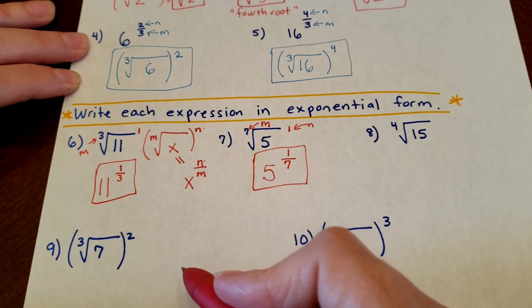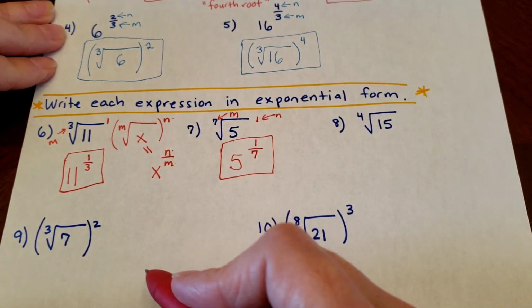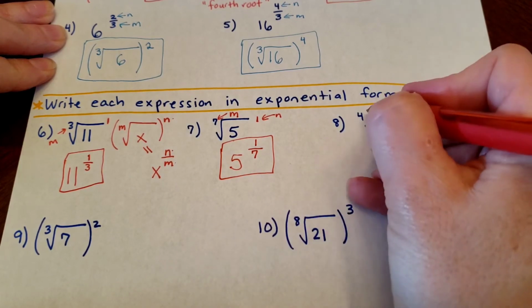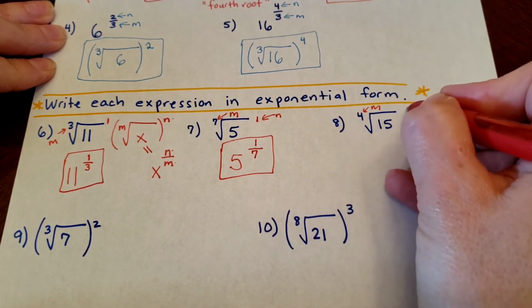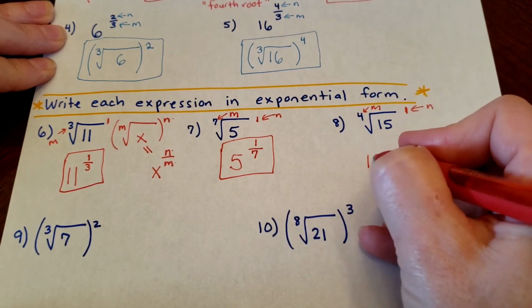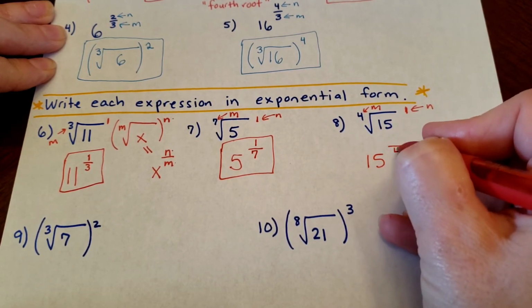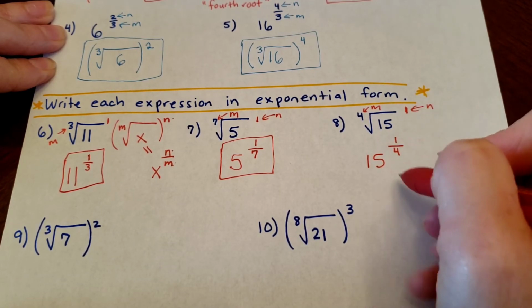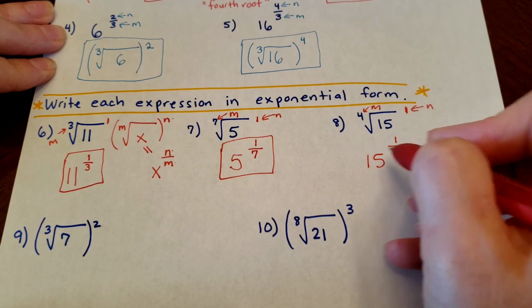If you want to try number 8, you can go ahead and pause the video. For number 8, here again is my m. There's nothing here, so we'll say that's our n. So it'll be a 15. Again, I'm going to put the m on the bottom, and there's nothing outside, so I put a 1. So 15 to the 1/4.